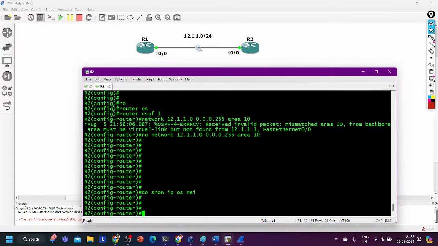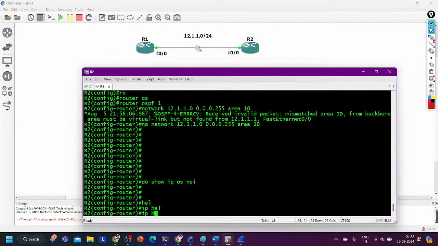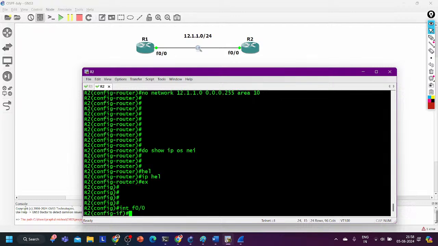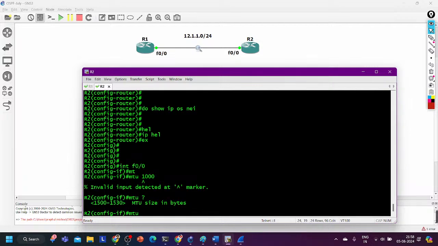Now I am going to change, let's say, hello time. Command to change hello time. Okay, let me do one thing. Let me change the MTU on interface F0/0. MTU is also one parameter. So say MTU is here 1000, right? MTU, and then we can say minimum 1500. So let's say 1530 byte.